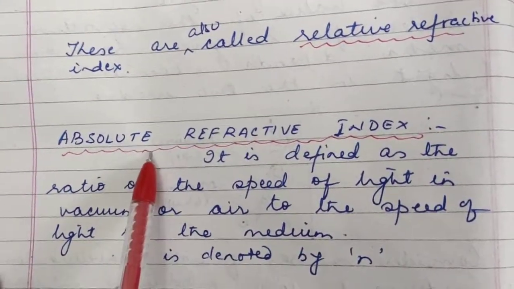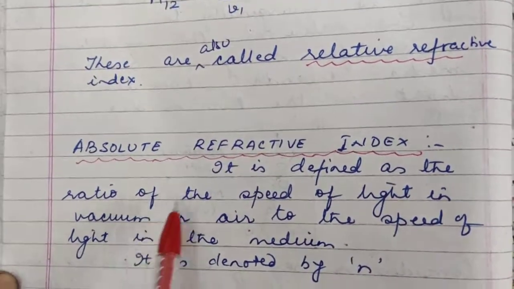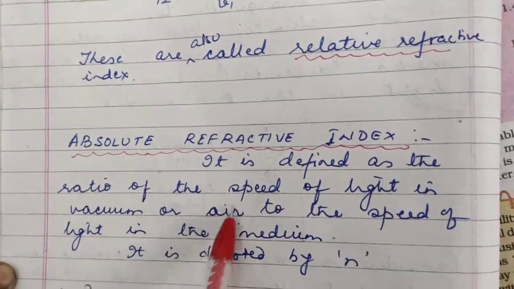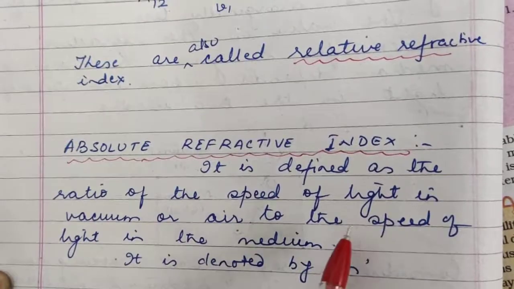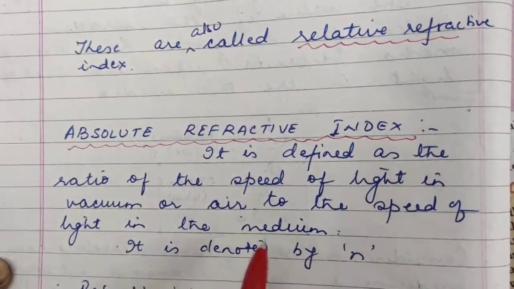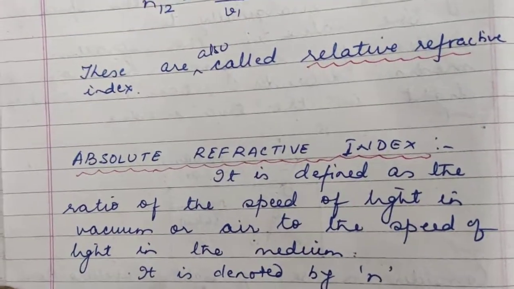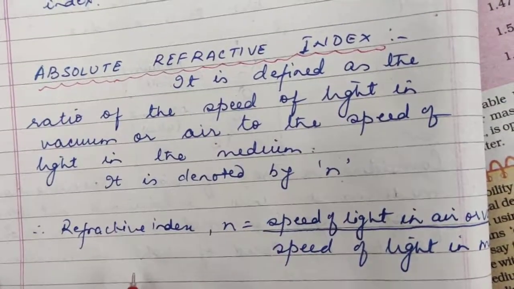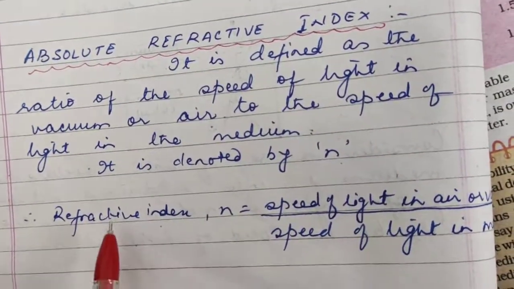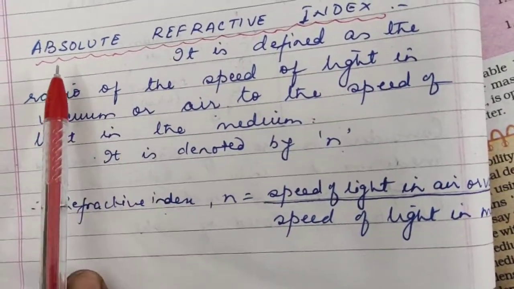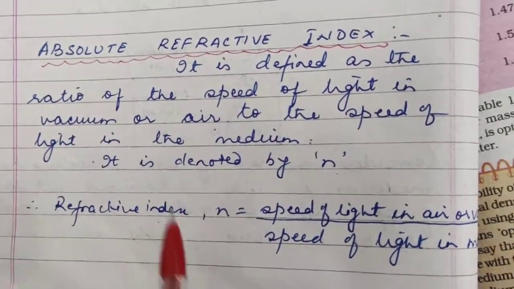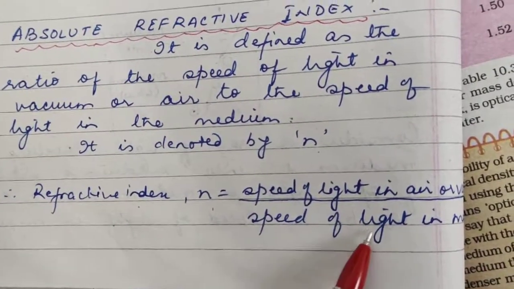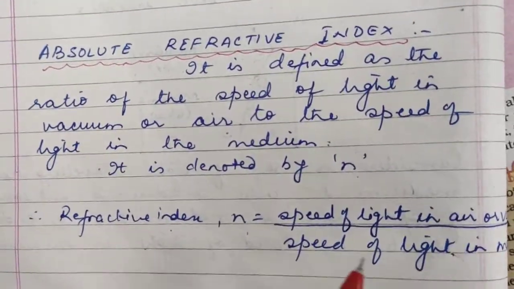So what is absolute refractive index? It is defined as the ratio of the speed of light in vacuum or air to the speed of light in any medium. It can be any other medium. And again it is denoted by N. So absolute refractive index is also known as refractive index. When we talk about refractive index, we talk about absolute refractive index. So it is given by the formula speed of light in air or vacuum divided by speed of light in any other medium.